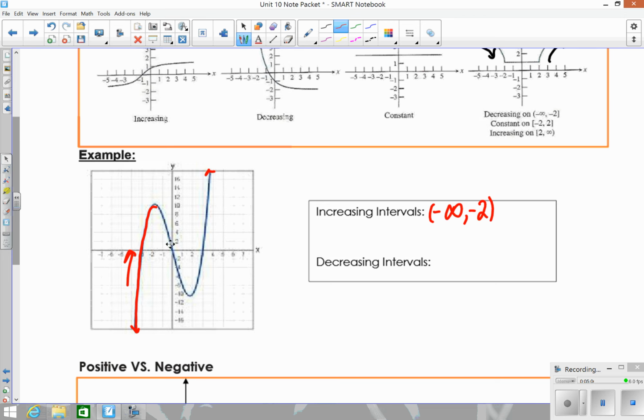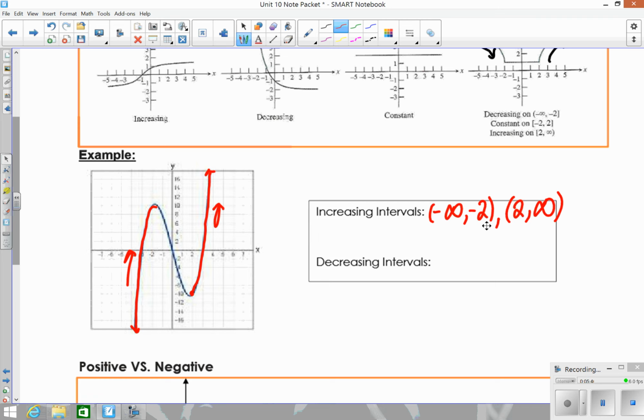And then it's going to pick back up with increasing right about here. And this is going up as well. So from positive 2 to infinity. So when I'm writing my intervals, I'm writing them using interval notation. So I'm using open brackets here. You could use closed brackets. It really just depends on how you want to define it. I'm using open just because I'm saying, okay, it's increasing until negative 2, not including negative 2. And then it picks up increasing on 2, not including 2.